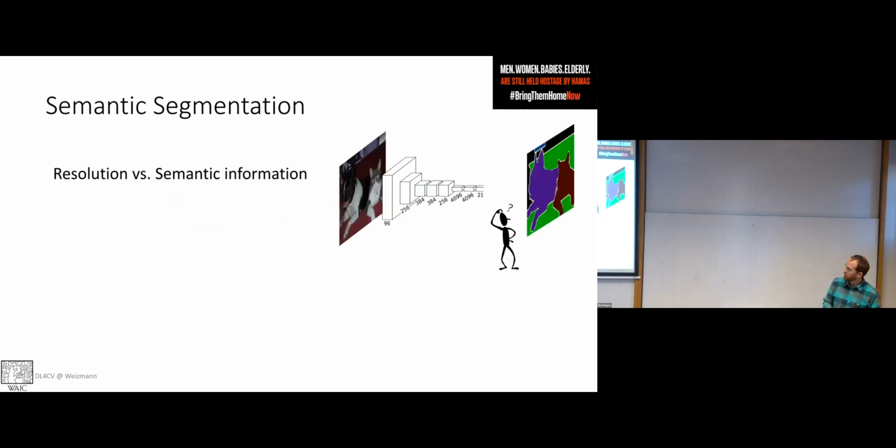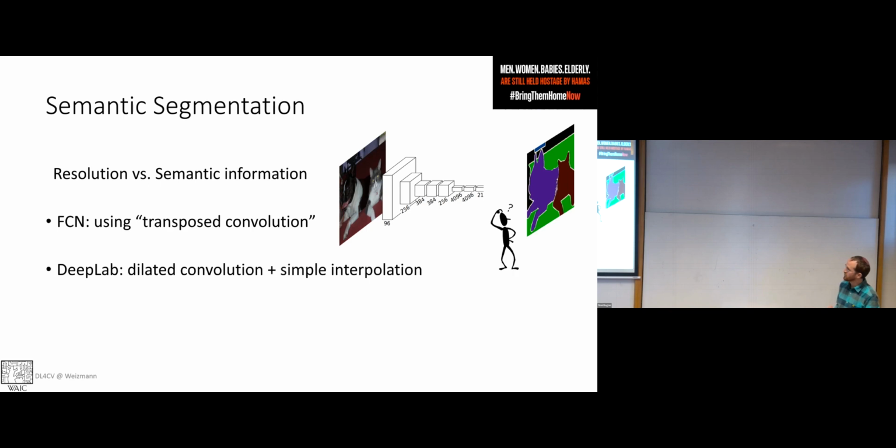So the main challenge in semantic segmentation is this trade-off between resolution and semantic information. And we saw several ways of dealing with this, either by doing transposed convolution, or by dilated convolution, or instead of transposed convolution, we simply interpolate, or using this UNet with skip connections. UNet works the best, yeah. The best performance.